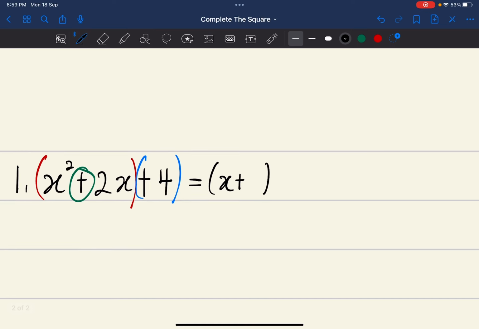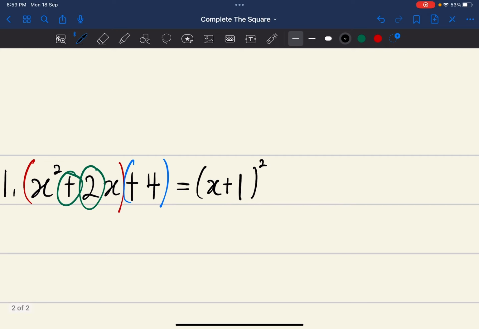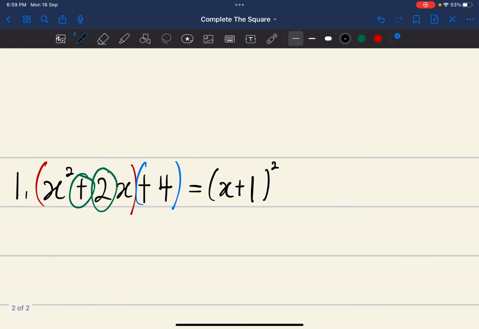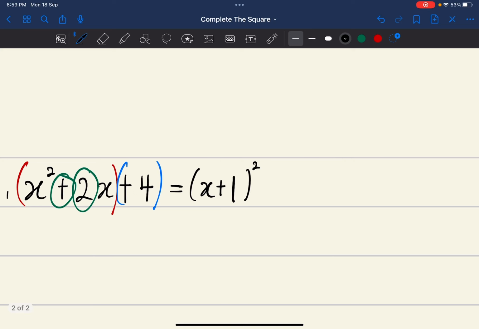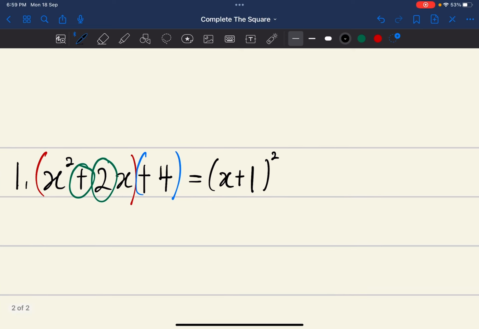And after that, what the value is going to be is that you would take 2 and divide it by 2. So 2 divided by 2 is 1. So you would write 1 inside and you would square it outside. So this is always how you complete the square for the first part, for the red bracket.